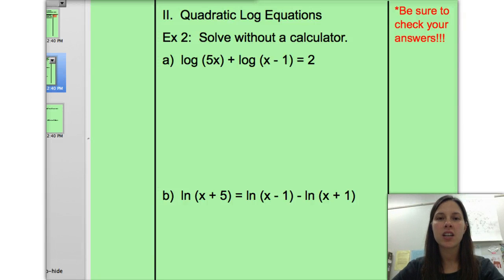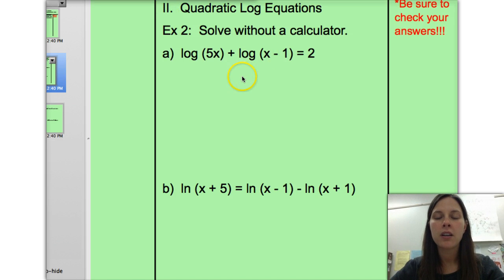In this video, we're going to take a look at how to solve quadratic log equations. Now, if you look through these examples, none of them jump out at you as being quadratic, but as we start to solve them, you'll see that they do end up being quadratic equations.